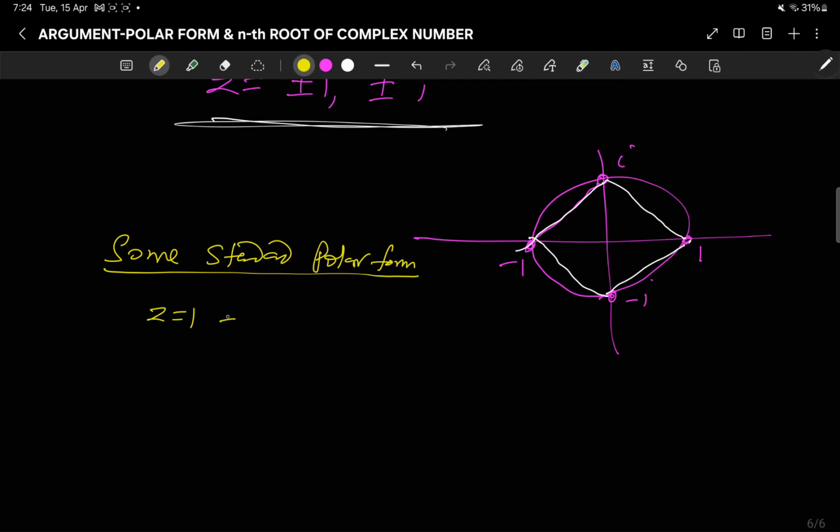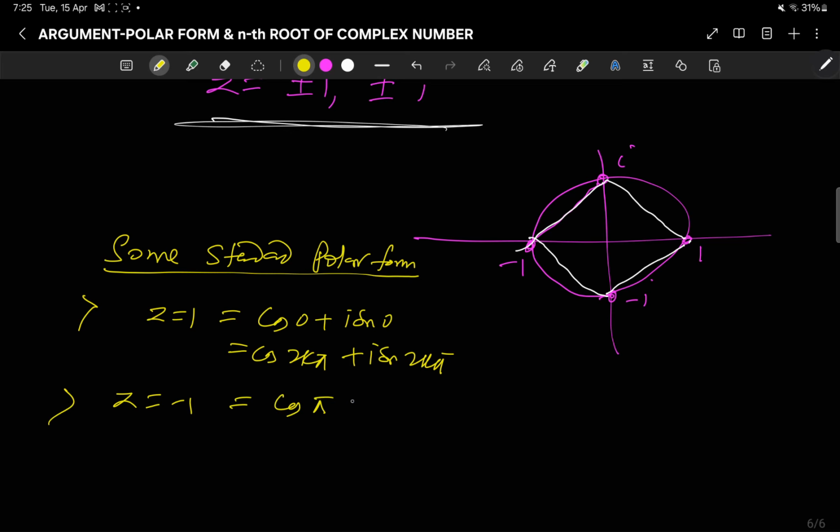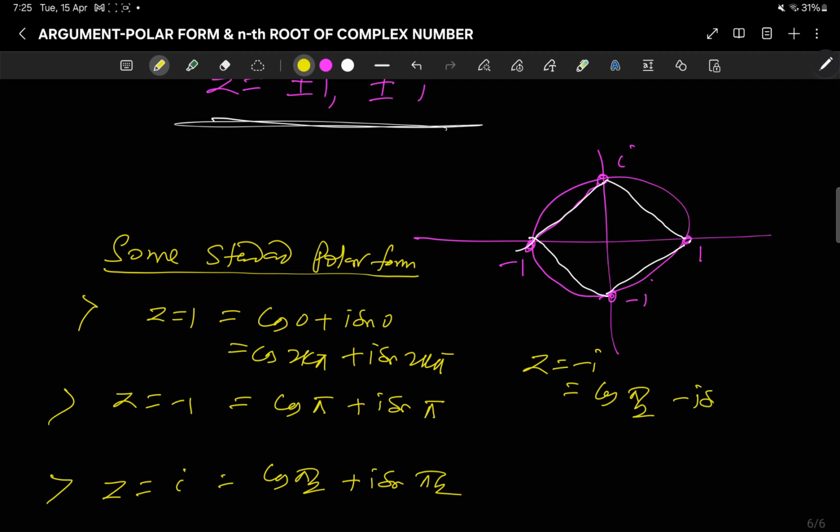Suppose z is equal to 1, then you write it cos 0 plus i sin 0, meaning cos 2k pi plus i sin 2k pi. Likewise, if you have z is equal to minus 1, then it is cos pi plus i sin pi, and accordingly you can extend. Suppose your z is equal to i, it is cos pi by 2 plus i sin pi by 2. Suppose your z is equal to minus i, it is cos pi by 2 minus i sin pi by 2, because the argument is minus pi by 2. Here it is cos of pi by 2 plus 2k pi, similarly plus or minus i sin of pi by 2 plus 2k pi.